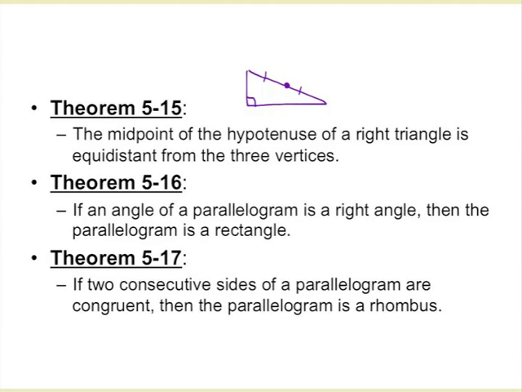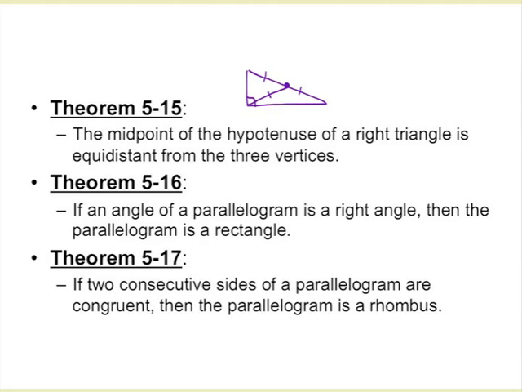So we can see that it's the same distance from 2 of the vertices because that's what it means to be a midpoint. But this theorem tells us that if I connect it to the other vertex, that's actually the same also. All 3 of those distances are exactly the same.